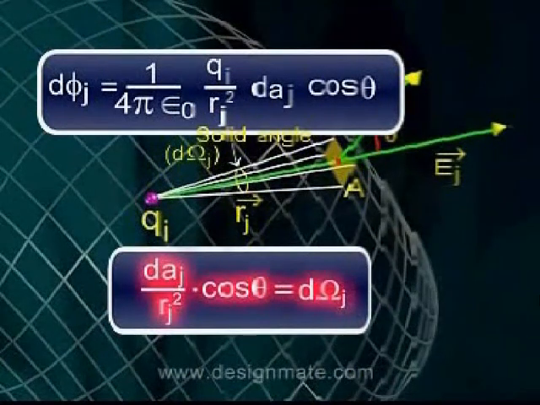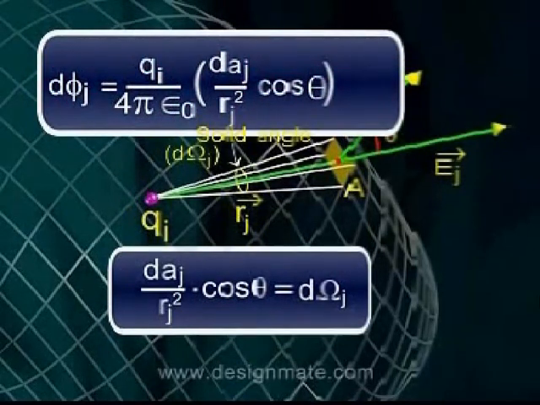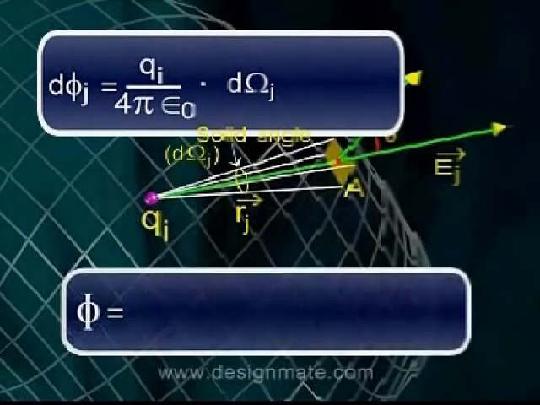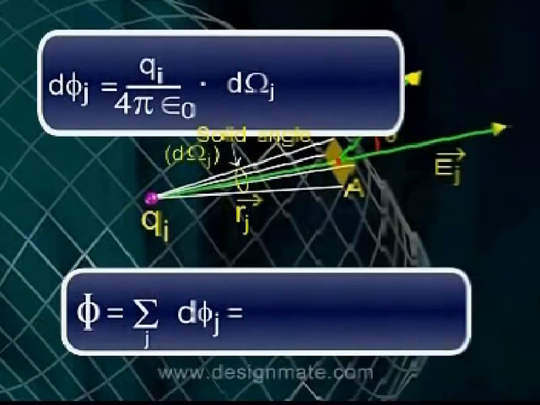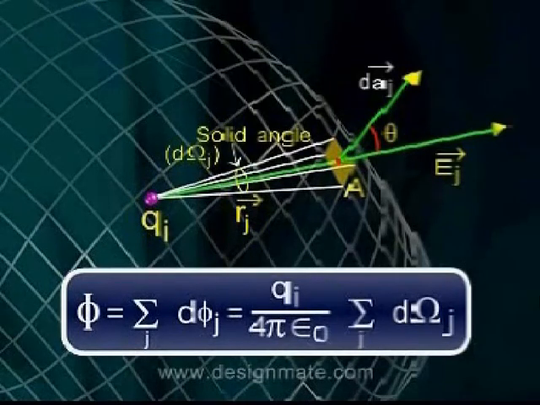Using the equation, we get, and taking the summation to obtain the total flux, phi is equal to summation j of d phi j is equal to Qi upon 4 pi epsilon 0 into summation j d omega j.